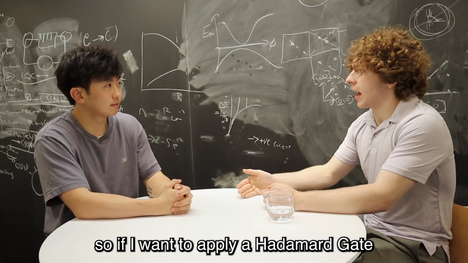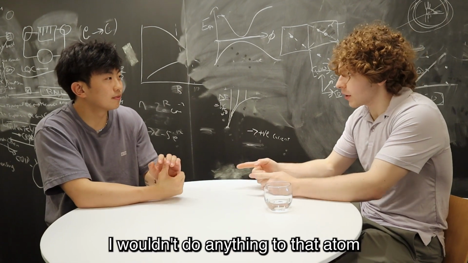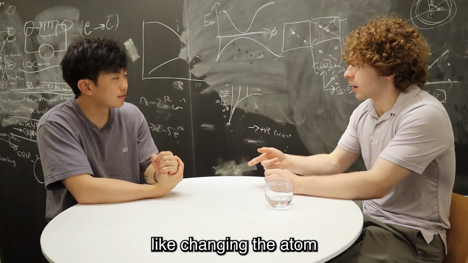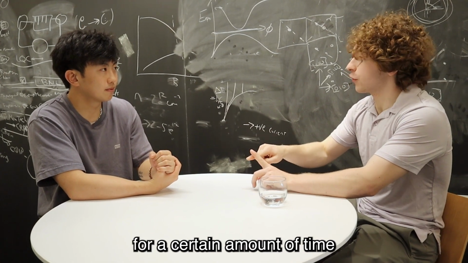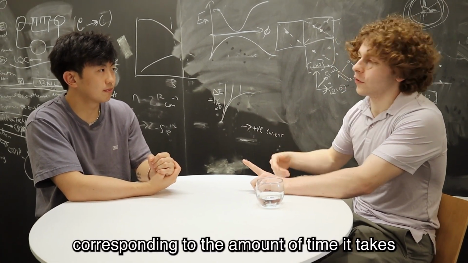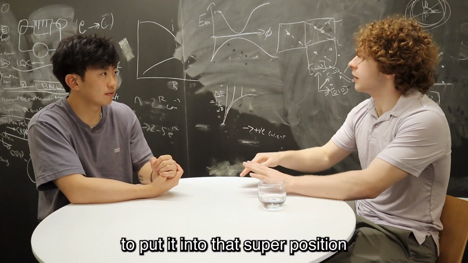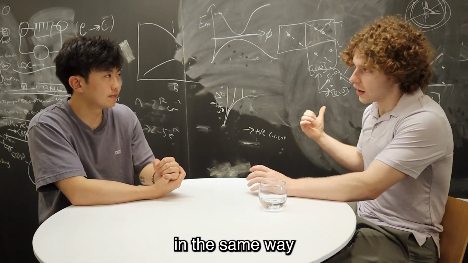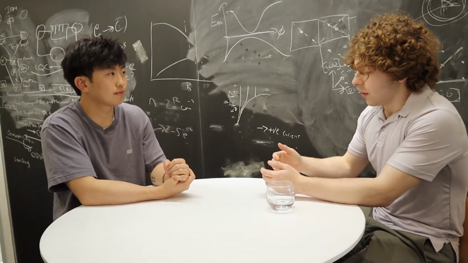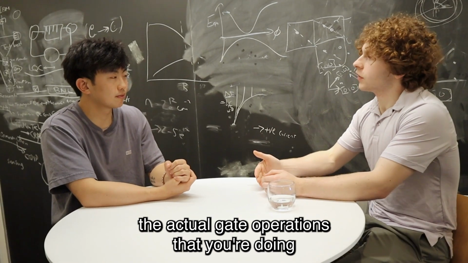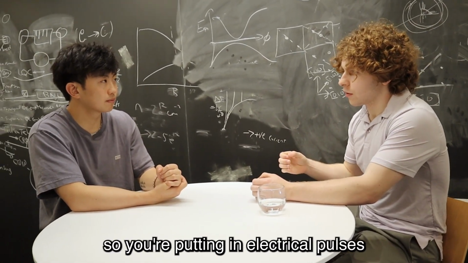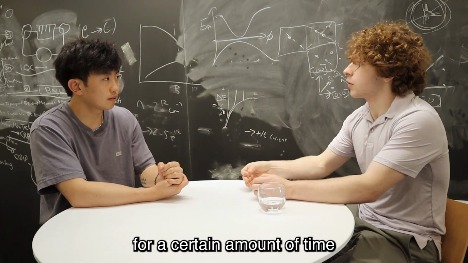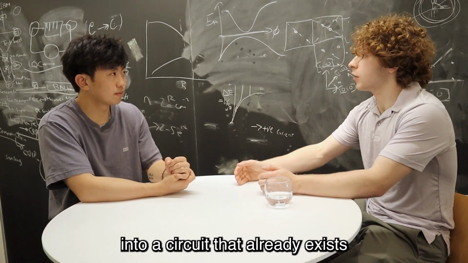So if I want to apply a Hadamard gate, I wouldn't do anything to that atom, like changing it or moving it around. I would shine a laser at it, for a certain amount of time, corresponding to the amount of time it takes to put it into that superposition. In the same way with superconducting circuits, the actual gate operations are microwave pulses. So you're putting electrical pulses for a certain amount of time into a circuit that already exists.